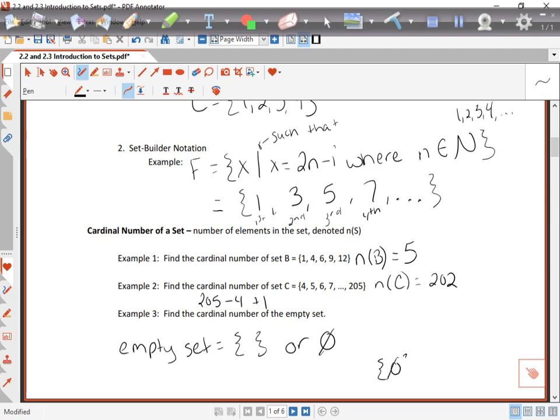Now, putting them together is incorrect, because that's the set of the empty set, which is not completely empty. So then the number of elements in the empty set would be 0.